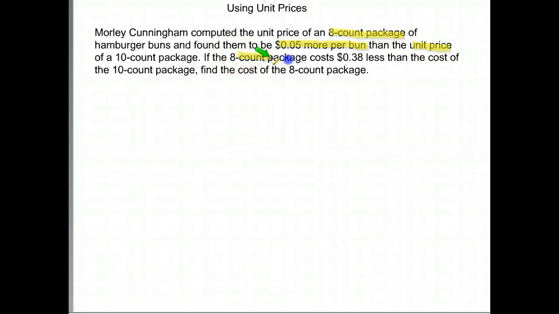If the 8-count package costs 38 cents less than the 10-count package, find, what are we finding? The cost of the 8-count package. So this is not a straightforward question. We're having to do some work here.